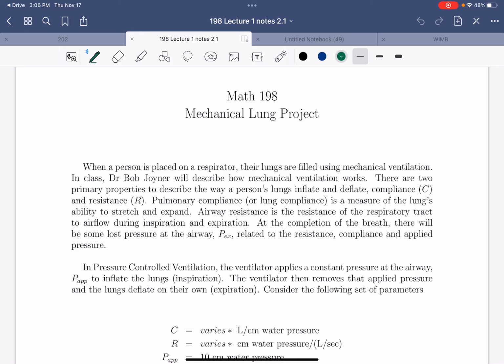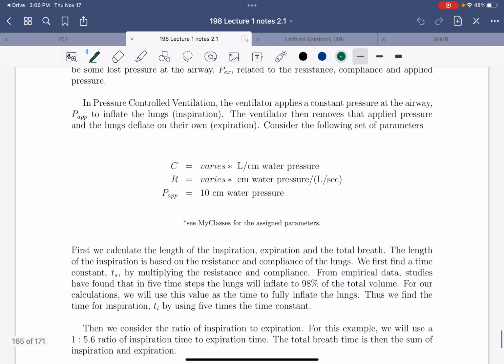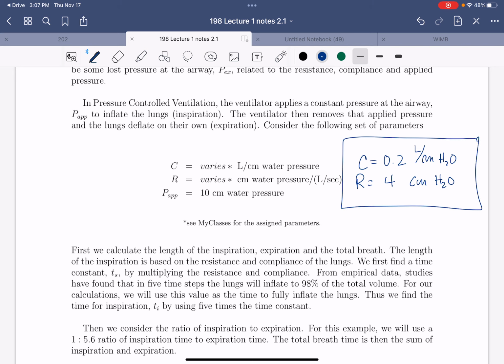Hi all, I wanted to take a minute and go through the mechanical lung project and give you some hints on how to get started with this. If I were doing this, I'm going to make up some of my own C and R values. Let's suppose my lung compliance is 0.2 liters per centimeter of water pressure, and I'm going to let my resistance be 4 centimeters of water pressure, H2O for water. I'm going to go through this exercise as if those were my C and my R.